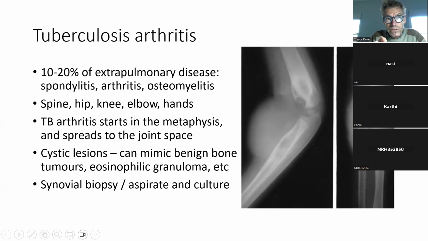The differential diagnosis of cystic change in bones includes things like benign bone cysts and eosinophilic granulomas, but if you see it and it fits with the other features, then sometimes we can do a synovial biopsy, or aspirate the synovial fluid and do GeneXpert on that fluid. Or there'll be other features of TB elsewhere, or a strongly positive Mantoux test, or something that'll give you a clue that this could be TB arthritis.